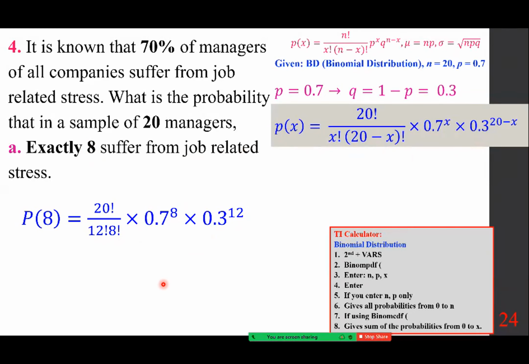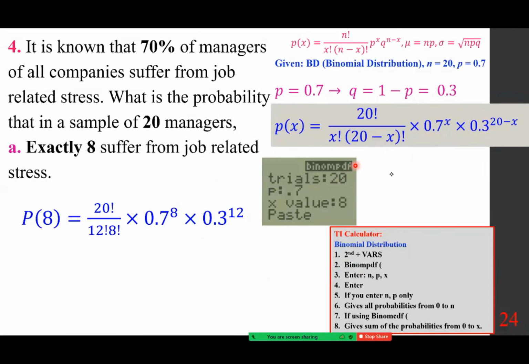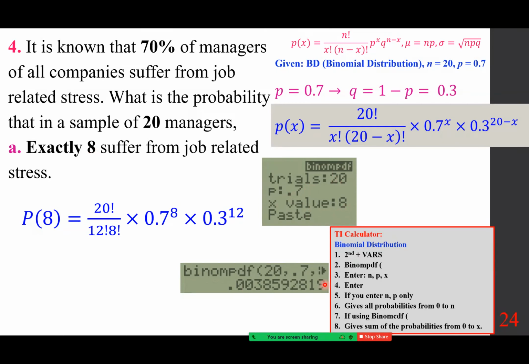You can use the calculator. Either way is fine. If you use the calculator, you use PDF. Why do you use PDF? Because you are calculating it at exactly 1 point, namely X equals 8. So N is 20, P is 0.7, X is 8. It gives you this answer, and you write it here. Now, as far as the number of decimals, you should always pay attention to what they ask you. So you round it accordingly.